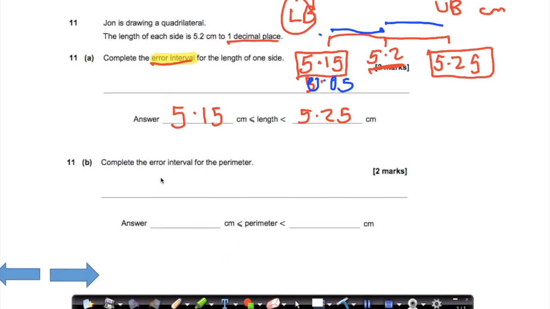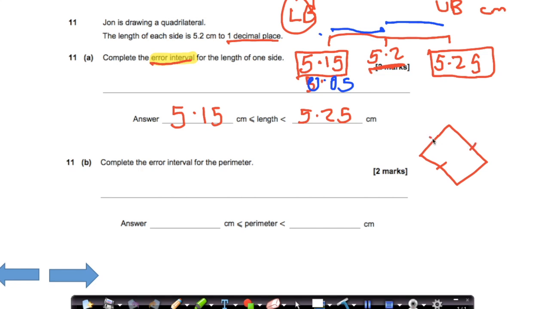So complete the error interval for the perimeter. What we're going to have to do, if you're talking about a quadrilateral, so it has 4 sides, the length of each side has been rounded to 1 decimal place. So we're just going to draw any old quadrilateral here. I've attempted to draw a rectangle, but it doesn't matter. Effectively, these will be the same. Well, it could be the same depending on what kind of quadrilateral you're doing.